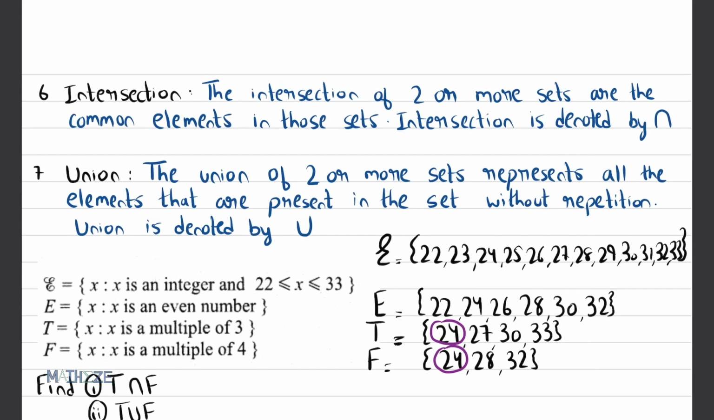I don't think anything else. So my answer will only be 24. Do you get till this point, guys? Then it says T union F.